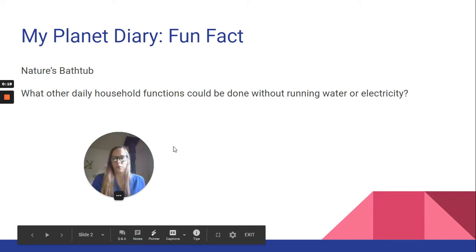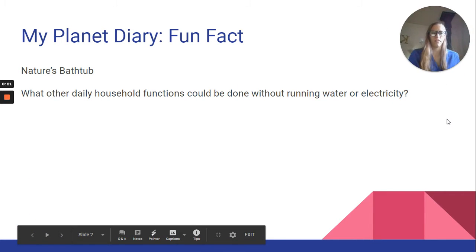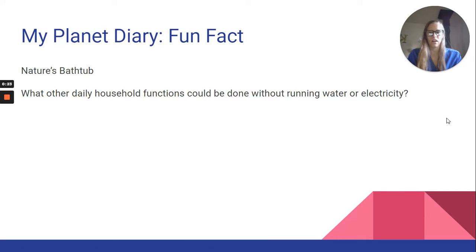So first, let's read our My Planet diary. This one's a fun fact. It's called Nature's Bathtub. Could you take a hot bath outside with no ceramic bathtub or running water? This is possible in hot springs all over the world. Hot springs occur when underground water heated by Earth bubbles up and collects in pools on Earth's surface.